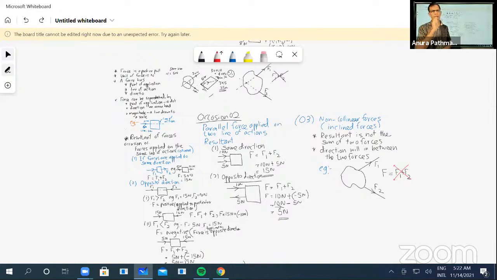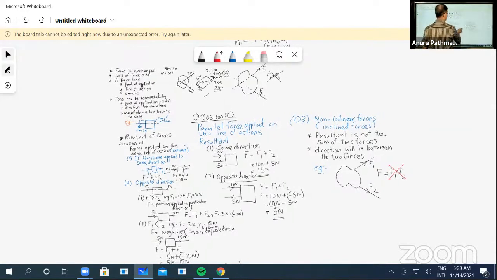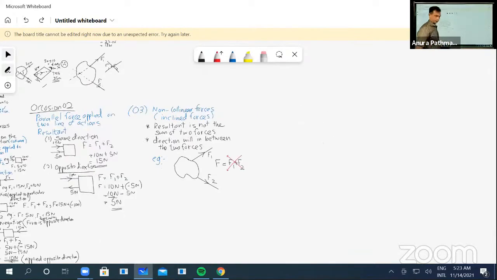Can parallel forces be opposite? Two parallel forces? Right? Then you are asking whether parallel forces can be opposite.